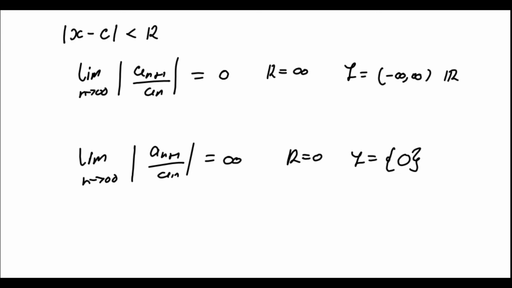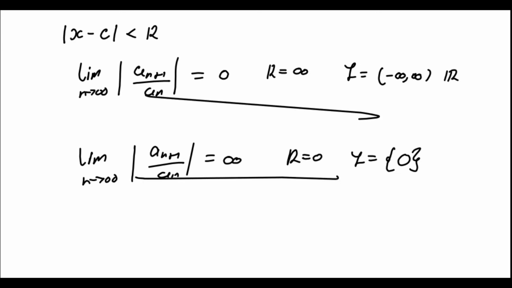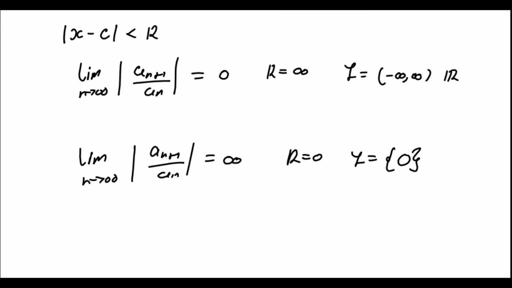So this is one thing that actually simplifies your work sometimes. If you end up with 0, always remember your R is infinity, your interval is all real numbers. If you end up with infinity like that, your R is 0, meaning you don't have an interval, you just have a single point, like that. Okay, so let me try to use one of what we are given there as an example.